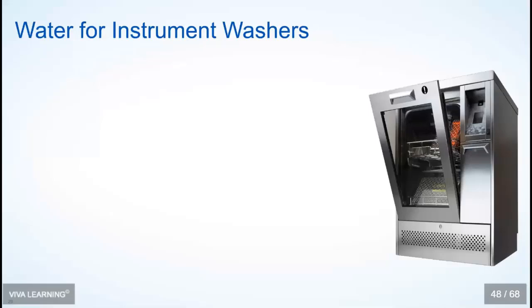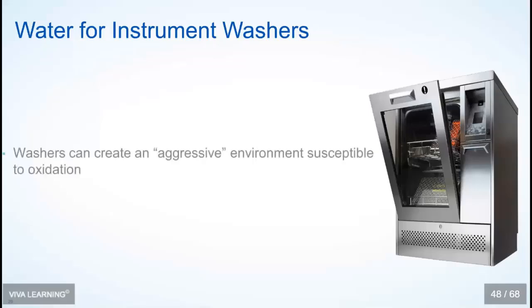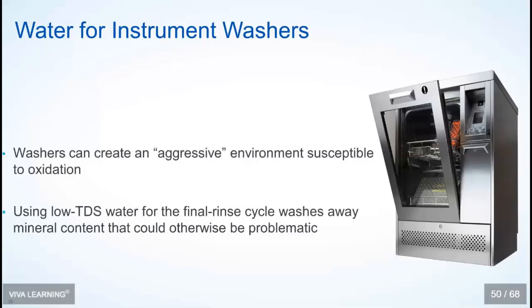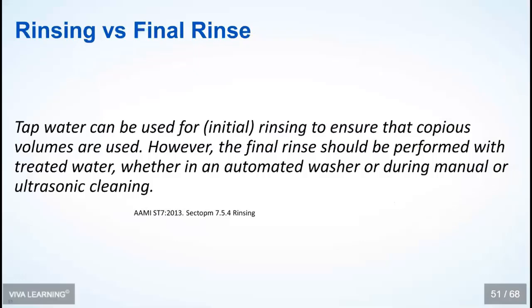Using a high purity water, you wouldn't necessarily want to use it for the whole cycle because you're going to be going through a bigger volume of water. So using it at the end of the cycle allows you to get the best results after the instruments have had their final rinse. And this is the statement from AAMI saying that tap water can be used for the initial rinsing to ensure that the debris and the detergent have been removed. However, the final rinse should be done with treated water, i.e. low TDS, whether it's using an automated washer disinfector or during manual or ultrasonic cleaning.